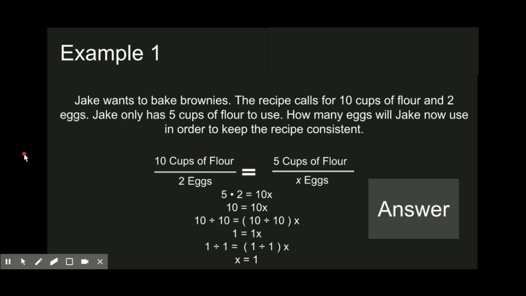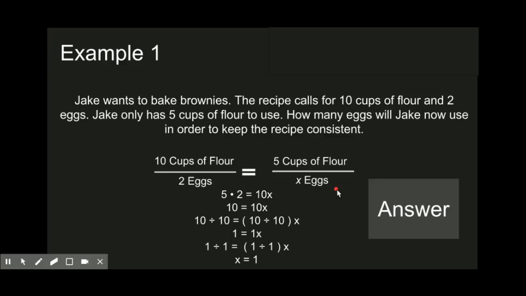Here's an example. Jake wants to bake brownies. His recipe uses 10 cups of flour for every 2 eggs, but Jake doesn't want that many brownies. If he only has 5 cups of flour, how many eggs would he use? Here's that written as a proportion. I am going to use cross multiplication to turn that into an equation.